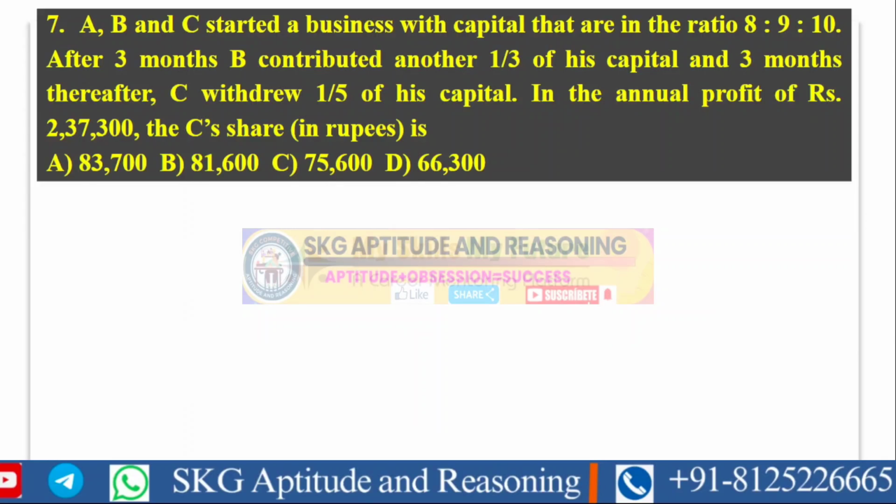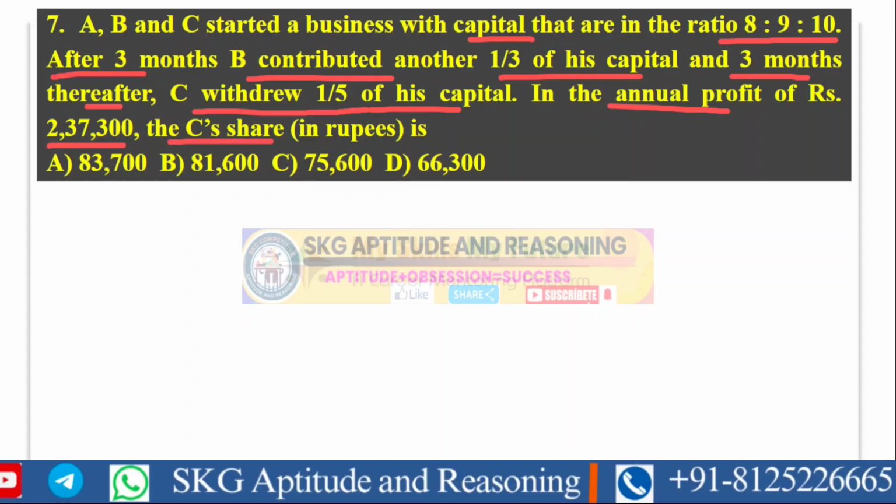And here is the next question. A, B, C started a business with a capital ratio of 8 is to 9 is to 10. After 3 months, B contributed another one third of his capital, and 3 months thereafter, C withdrew one fifth of his capital. The annual profit is 2,37,300. And what is C's share?